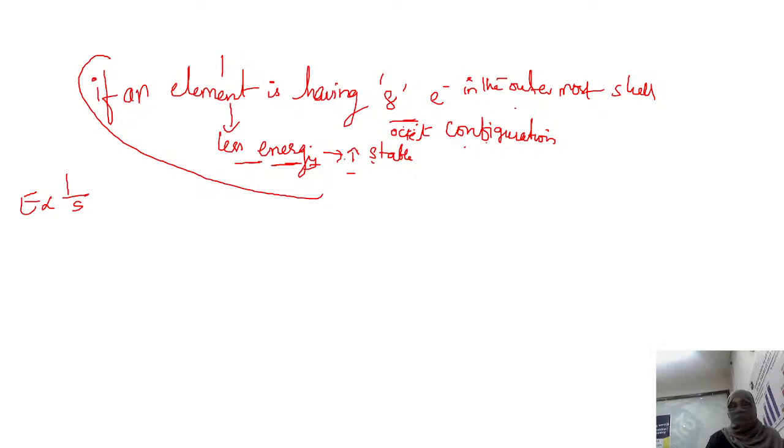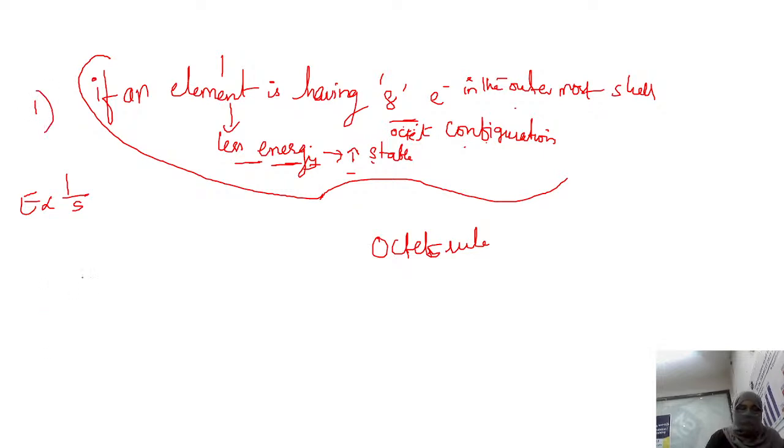The rule which they formulated, Kossel and Lewis, is known as the octet rule. This is the first statement of the octet rule: if they have 8 electrons, they have less energy and more stability.